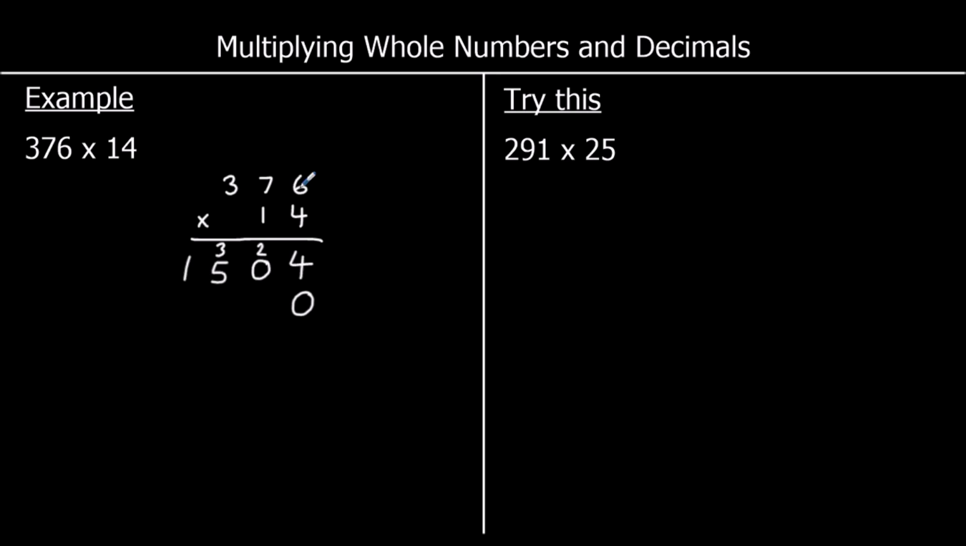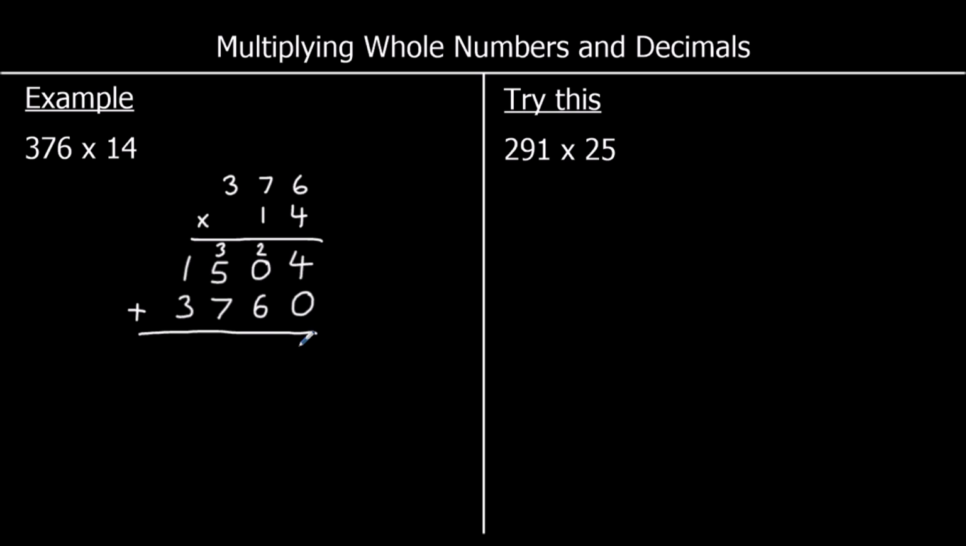So everything shifts over a column because I'm multiplying by 10 this time. So 1 times 6 is 6. So I've got 6 in the tens. 1 times 7 is 7. And 1 times 3 is 3. So I've multiplied 4 by 376, 10 by 376, and I'm going to add them together to get 14 times 376. So I'm going to add down the columns, starting with the smallest one again.